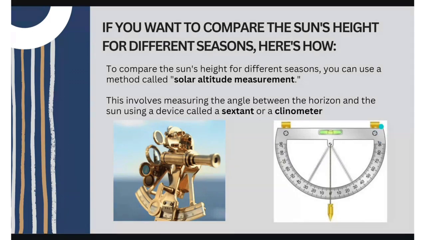To compare the sun's height for different seasons, we can use a method called solar altitude. And this involves using an angle, a device called a sextant and a clinometer. Yung nasa left yung sextant. Para siyang telescope where sisilip tayo dun and dun natin determine yung angle. Yung nasa baba yung angle. Tapos sisilip tayo dun. Kung makita natin yung sun, dun natin determine sa baba yung angle sa liwanag yan. Okay, next.